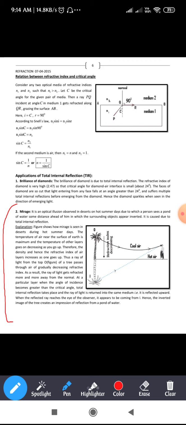Similarly, when you are driving a car and you look some distance ahead, it appears like there is water on the road. When you get closer, you will come to know that it is a mirage. It is due to total internal reflection. There will be no water, it only appears to be like that. In this case, the object appears to be inverted.